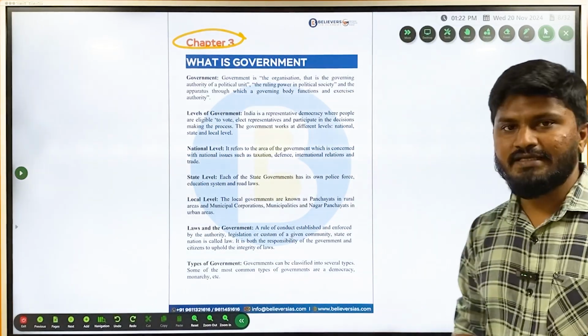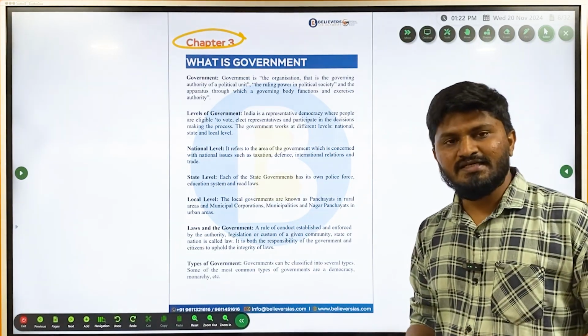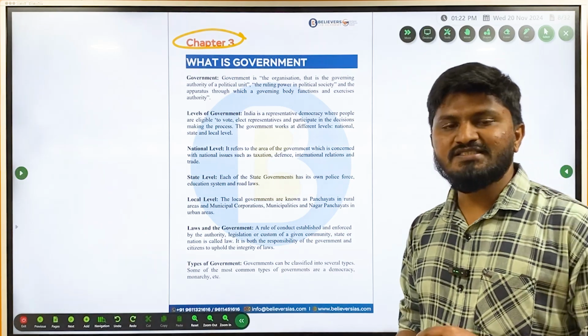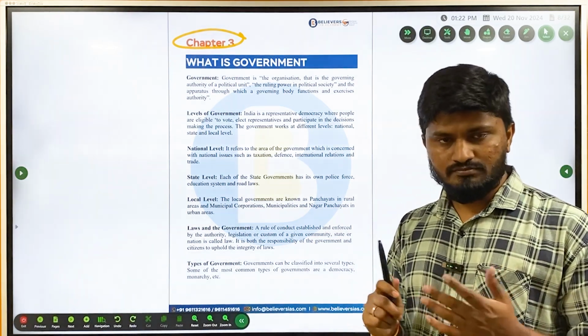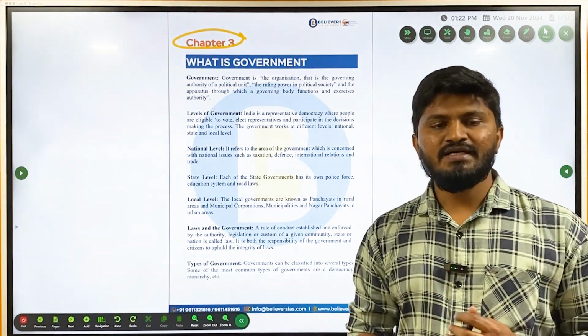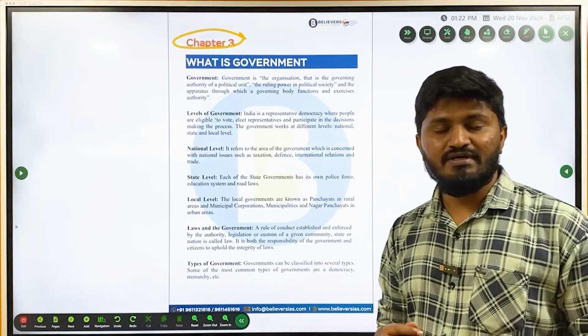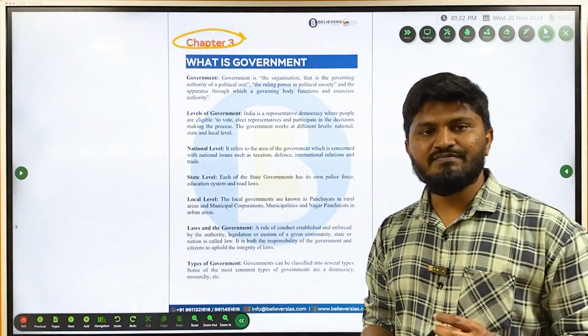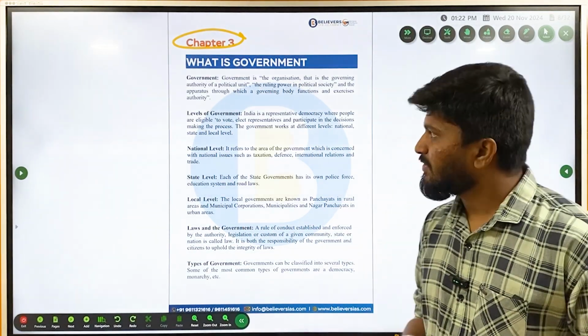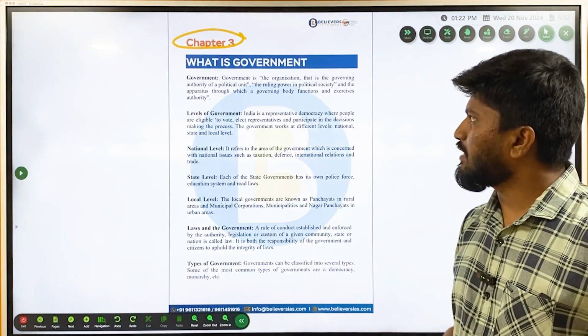We will first understand the history of government, then we will understand types of government, universal adult suffrage, and different types of democracies. So first and foremost, what is government?